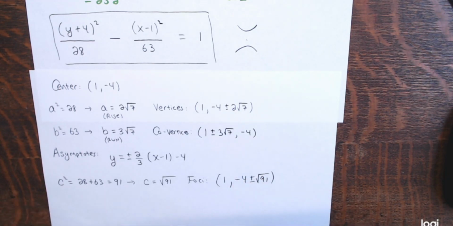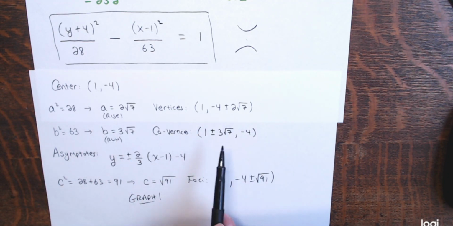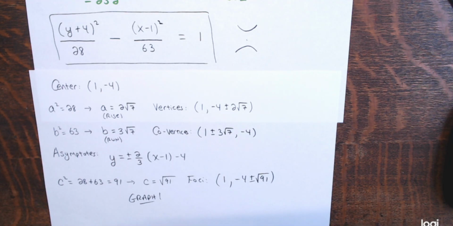And yeah, then I'll just say graph here. You can do the rest. I'm not. Just plot the center, plot the vertices, co-vertices, make the little rectangle, the asymptotes, draw it in, draw where the foci are, right? This video is already over an hour long, and I've done 5 of these already. So once you have all this information, though, right, making a graph shouldn't be that much of an issue.